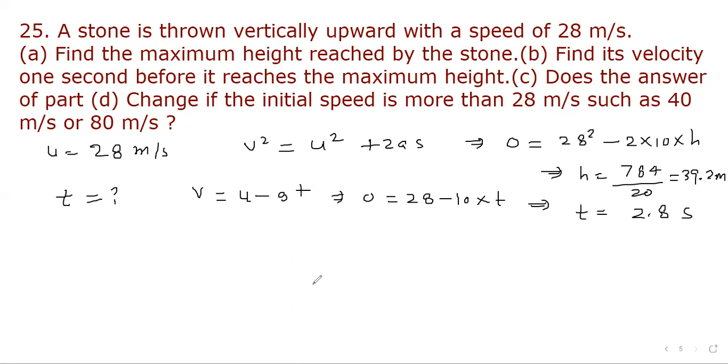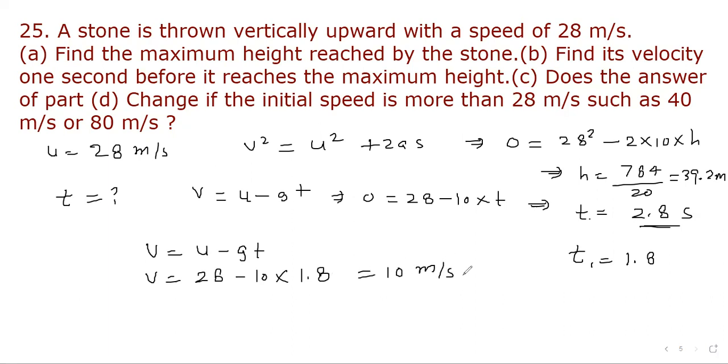So here the question is find its velocity 1 second before it reaches the maximum height. So total time is 2.8. So we have to take time as 1 second less, 1.8. And now we have to find out what is the speed. So we apply again same formula v equal to u minus gt. So v is to be found, u is 28 minus g is 10 and time is 1.8. So this will give 10 meter per second.